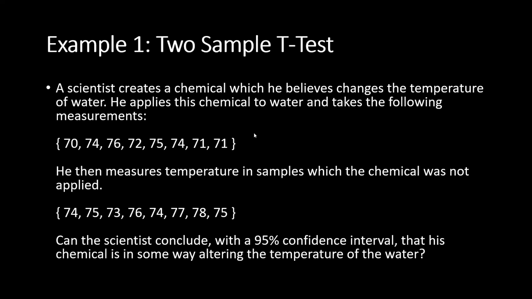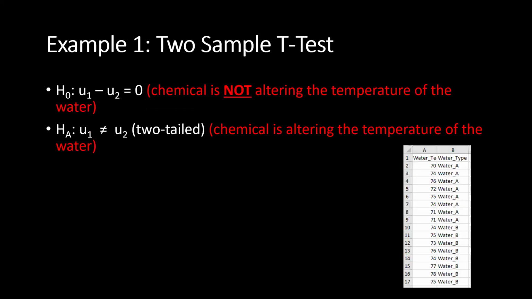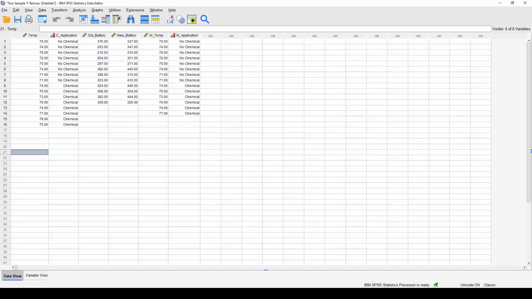So we have two samples, so this is going to be a two-sample t-test. These are of equal size as far as the samples are concerned. And because we're looking for a significant difference, we will be utilizing a two-tailed t-test. So here is our hypothesis. The null is the chemical is not altering the temperature of water, and the alternative is the chemical is altering the temperature of water. So let's go to SPSS and go from there.